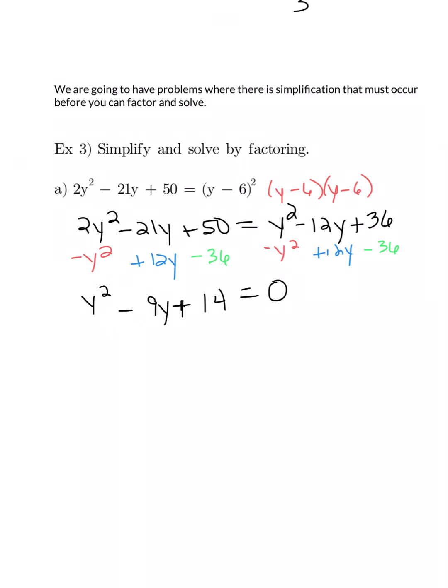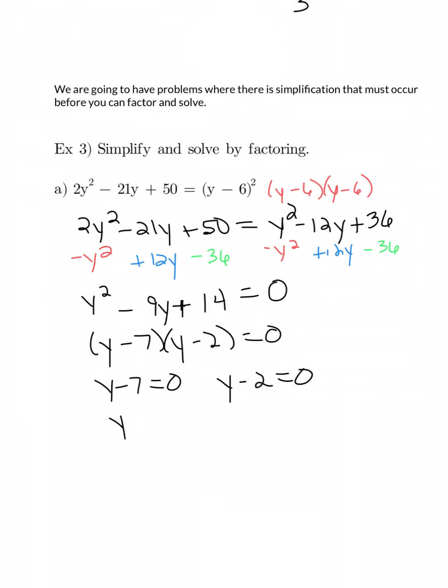Now what's left on the left side does factor into y minus 7 times y minus 2 equals 0. Set each of those quantities equal to 0 and solve. We get y equals 7 and y equals 2.